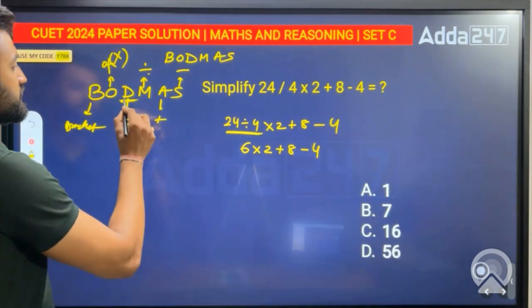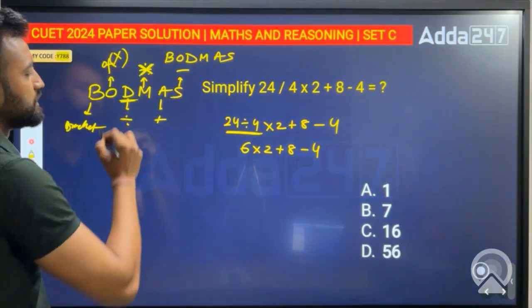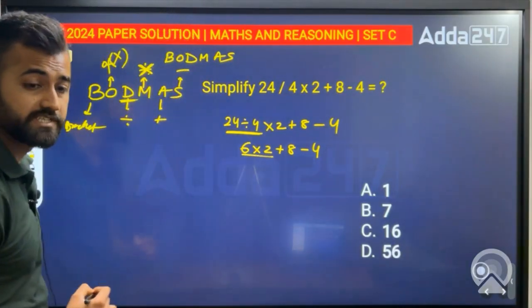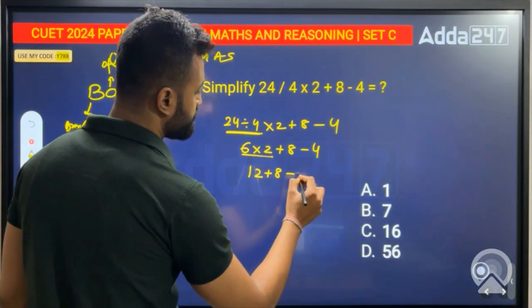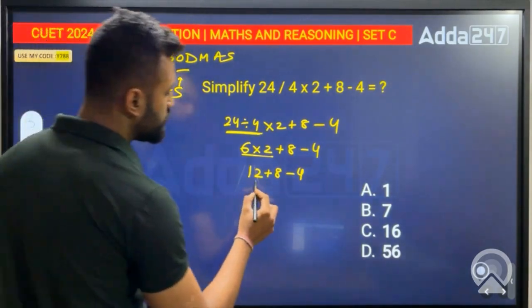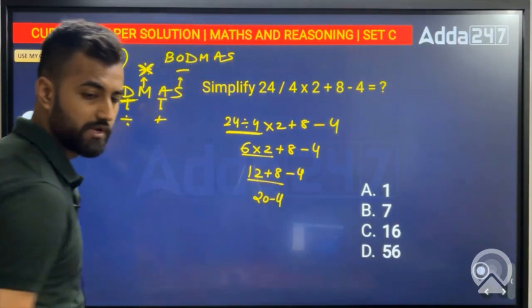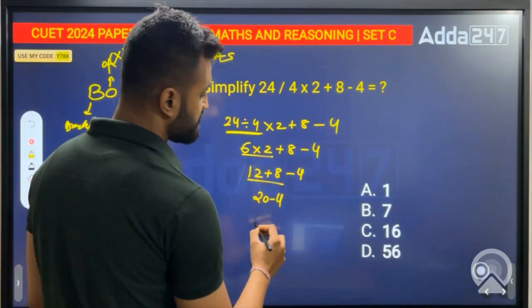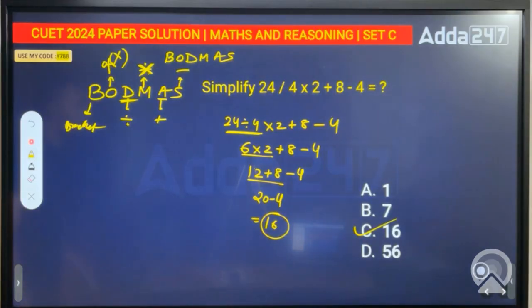Next, after division, I have to go to multiplication. Multiplication, I had written wrong. So multiply them: 6 twos are 12. Write 12 plus 8 minus of 4. Next, the rule asks us to do addition. 12 plus 8 is 20, minus of 4. Last is subtract. Just subtract it. You would say, sir, 16 is the answer. Option C. Done. It's that simple.